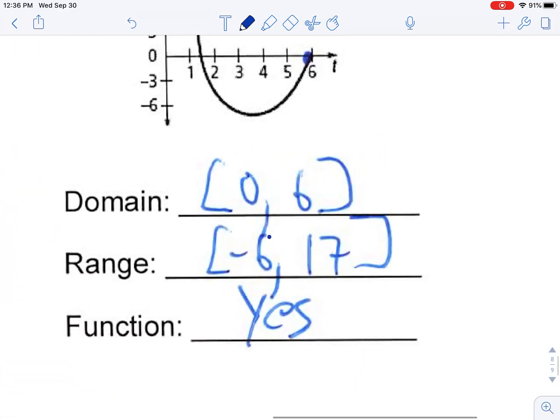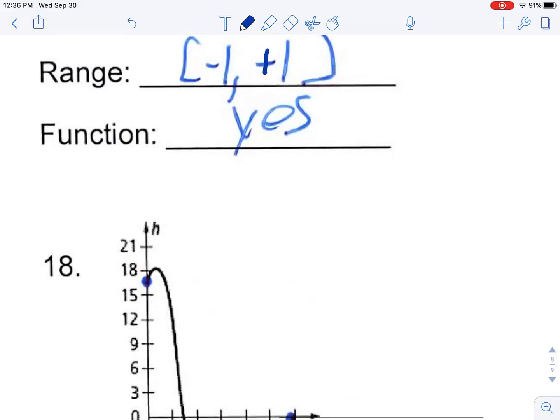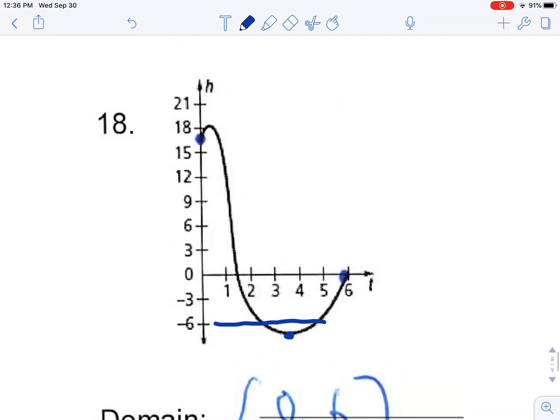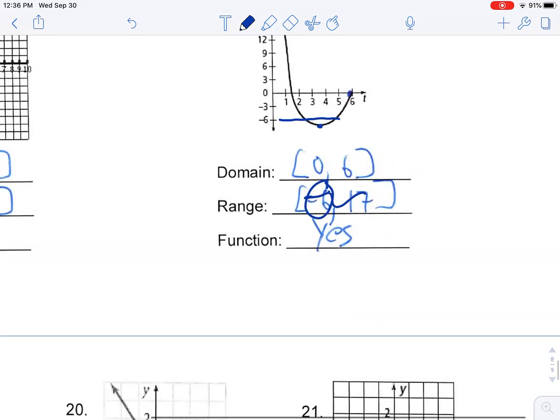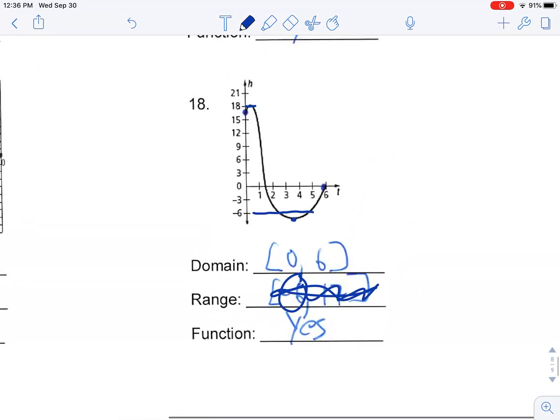Oh, geez. So -6. That definitely goes lower than -6. I'm going to say we're right. -7. Up to 17. What? That clearly goes above 18. All right. I'm going to say our answer is better. And then is it a function?